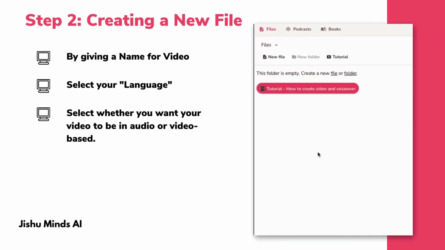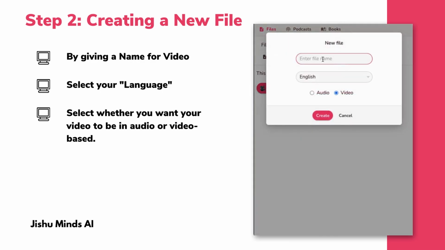Step 2. Creating a new file on Fliki.ai. Now that you have created an account on Fliki.ai, it's time to start creating your video. To do this, click on Create New File and give your file a name. You can also select whether you want your video to be audio or video based.